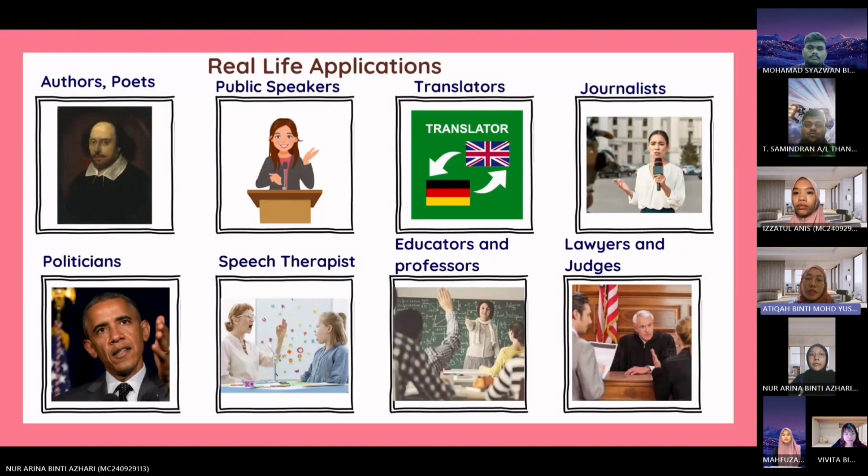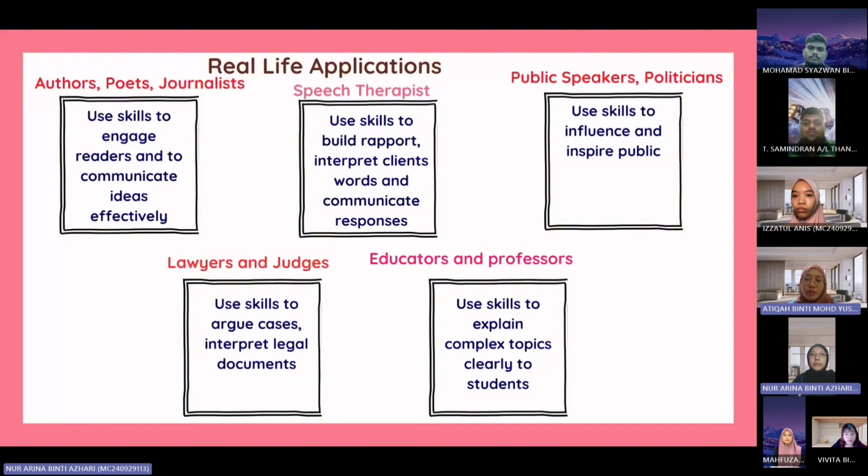Now let's look at some real-life examples. People with strong linguistic intelligence often become authors, poets, journalists, public speakers, politicians, translators, speech therapists, educators, professors, lawyers, or judges. As you can see, this is how they use it in daily life.